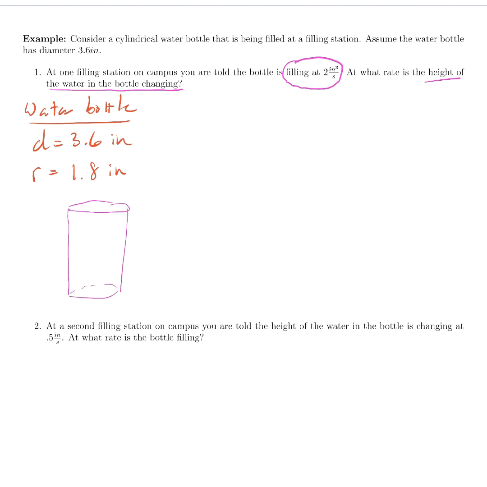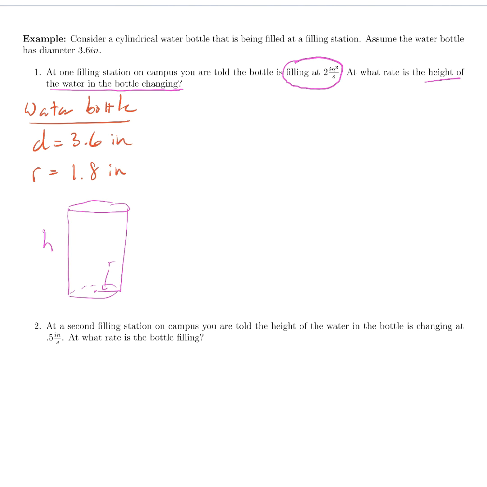It looks something like this. We'll call this the height. Here is the radius, which we've already been told. And it's filling at 2 cubic inches per second. So cubic inches would be a measure of volume. So that's been a rate of the volume. So we've been given information about the volume.